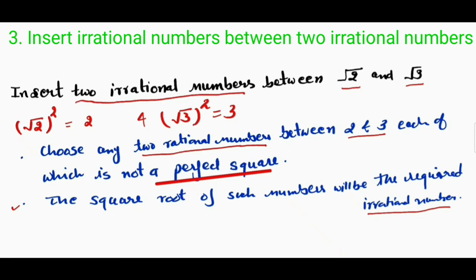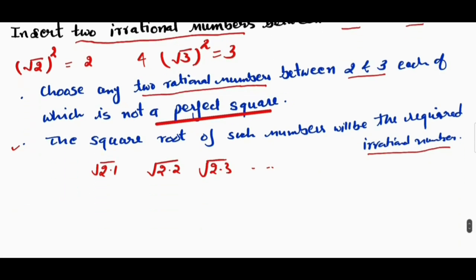So we can take so many numbers between square root of 2 and square root of 3. For example, we know square root of 2.1, square root of 2.2, square root of 2.3. All these numbers are irrational numbers and they are not perfect squares. So we can say the irrational numbers between square root of 2 and square root of 3 are square root of 2.1 and square root of 2.2. You can write more such examples.